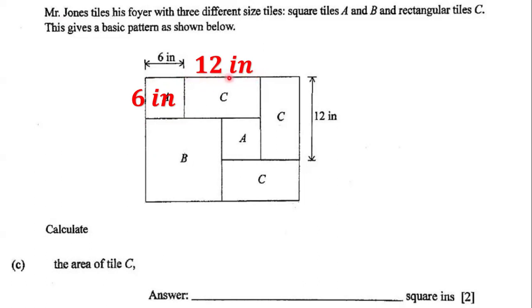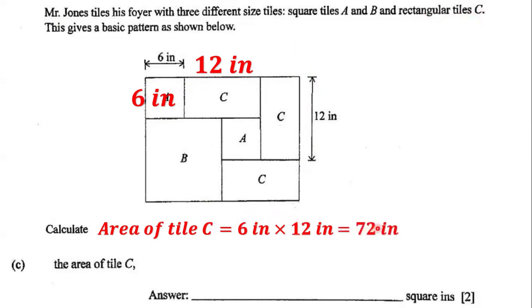And we also know that this right here is 12 inches as well. How do we know? Because the longer side of C is 12 inches based upon this particular measurement. And so we have 6 inches times 12 inches. And we know that's right because we're dealing with a rectangle, since C is a rectangular tile. And so we have 6 times 12, or 12 times 6, which is going to be the area of tile C. So 6 inches times 12 inches is 72 inches squared.